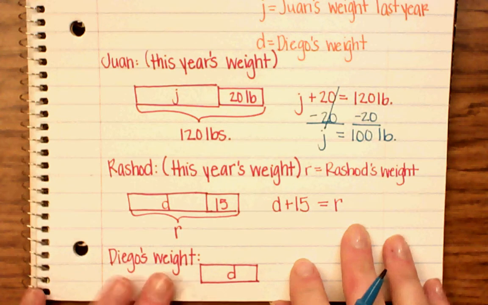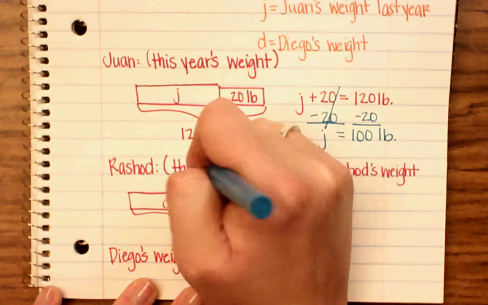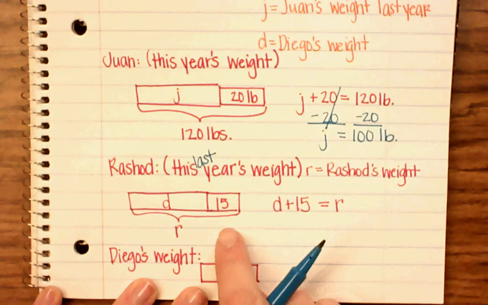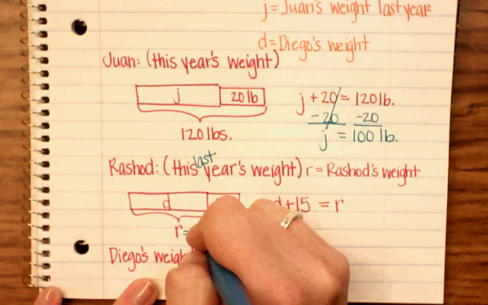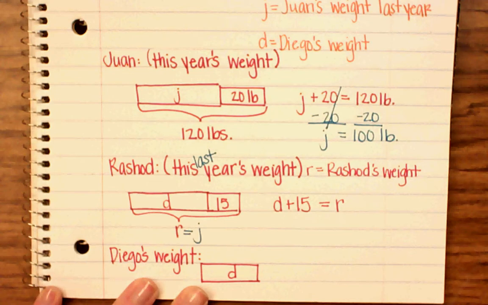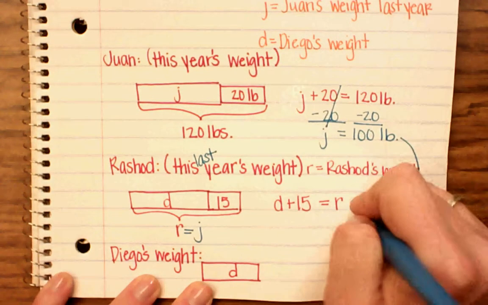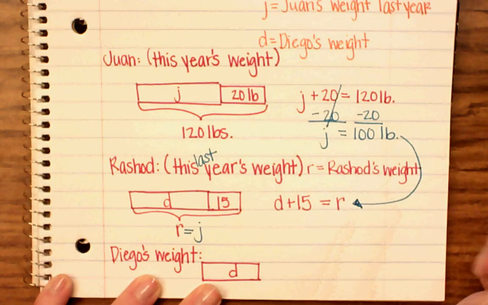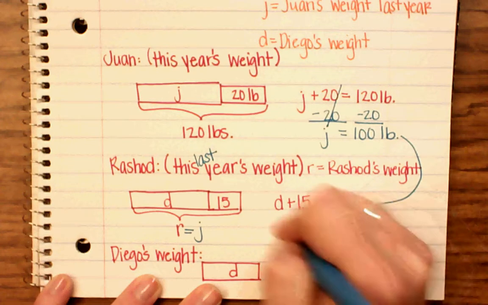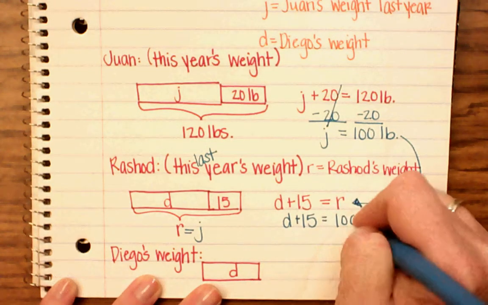What I also know is that Juan and Rashad weighed the same amount last year. So really, that means R and J are the same. So now I can take this value and plug it in here because the problem told me that Rashad and Juan weighed the same last year. So now I have D plus 15 equals 100.